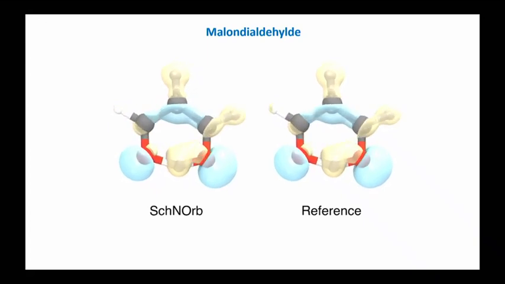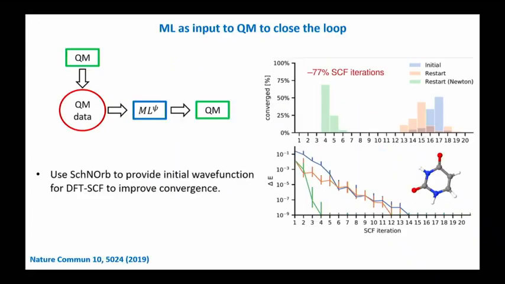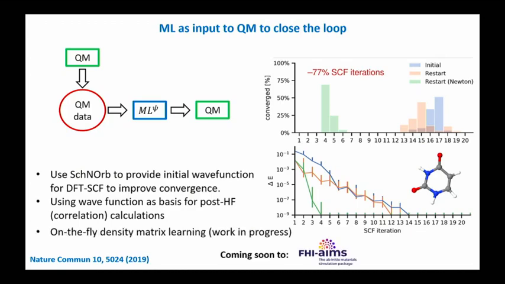Why is that interesting? Who needs that? There's a couple of interesting aspects to this. If you train a model to understand the basis representation in the language of quantum chemistry, that means you can also feed that straight back into quantum chemistry codes. So we can take these machine learned wave functions and Hamiltonians and density matrices, and we can feed them straight back into quantum mechanics, for example, to initialize calculations, or to calculate post-Hartree-Fock correlation energies based on them, or to on the fly learn density matrices, which is what we're currently trying to make work in FHI-aims, where we basically try to not throw away data on the fly and use better guesses for density matrices in our calculations.